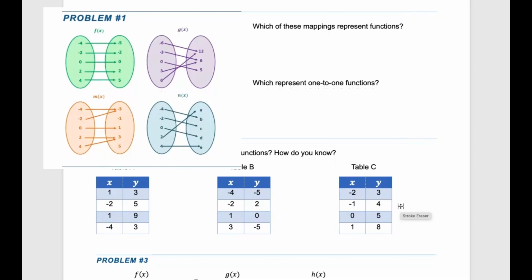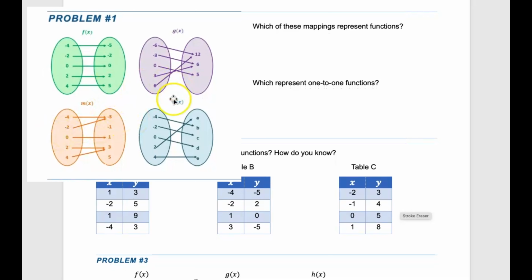So on this first one, we're trying to decide which of these four mappings represent a function. So we want to look here to see, are any of the x values repeated, or those input values? Well, on this first one, none of those are being repeated. So that means that f of x is a function. On g of x, no, those are not repeated either. We can see that there's two outputs that are being repeated, but that's okay. The inputs are not being repeated. So g of x is a function.